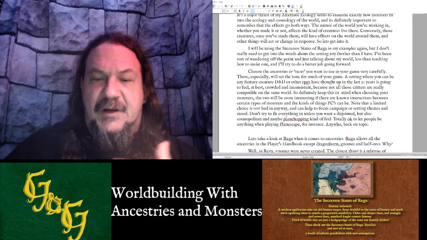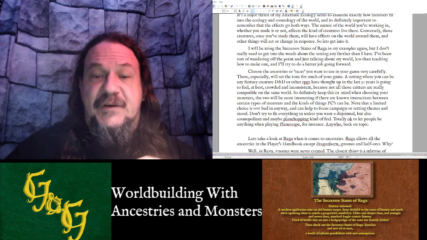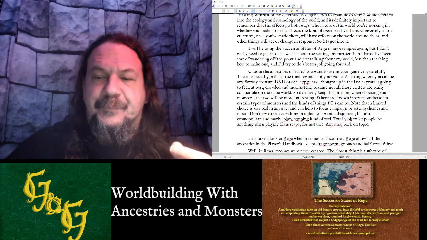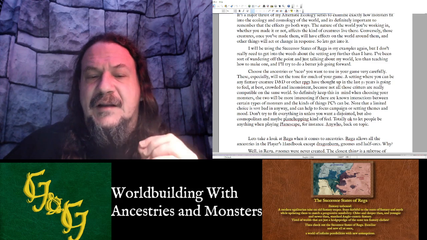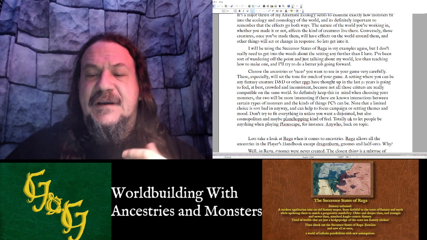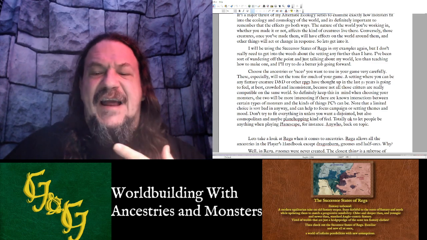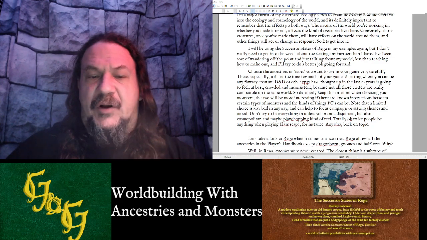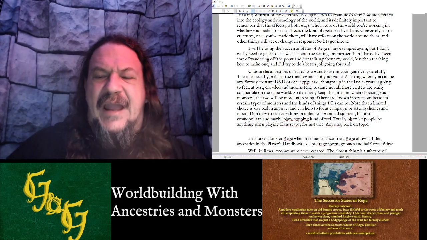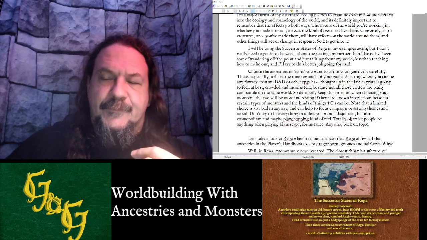The ancestries and monsters together will be more interesting if there are known interactions between certain types of monsters and the types of beings that PCs can be. Note that a limited choice is not bad in any way and can help focus campaign or setting themes and mood. Don't try to fit everything in unless you want a disjointed but also cosmopolitan and maybe plane hopping kind of feel. It's totally okay to let people be anything when playing Planescape, for instance. Anywho, let's get back on topic.